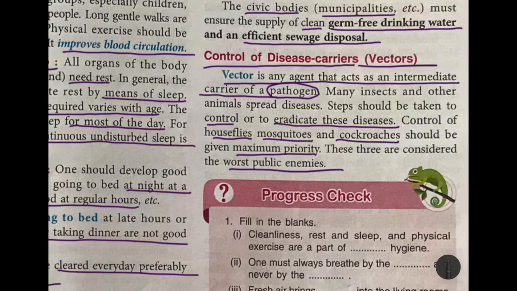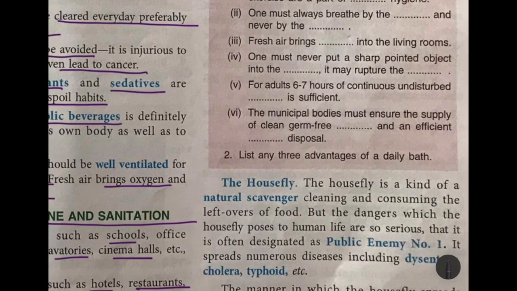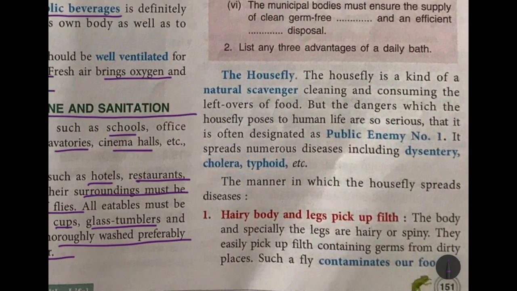Why public enemies? Because they carry germs which cause disease in humans. Now, the housefly. The housefly is a kind of natural scavenger. Scavenger means it eats anything which is decaying and destroys it completely, and it cleans the surrounding also. So, housefly, what does it do? It is a natural scavenger, cleaning and consuming, meaning eating up the leftovers of food.